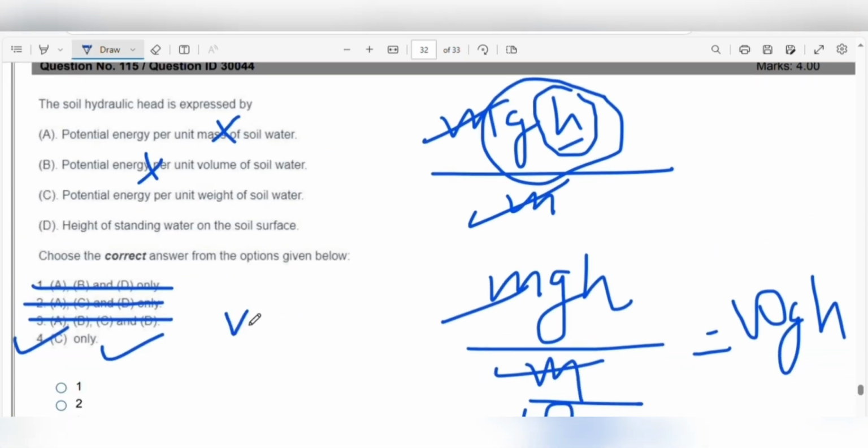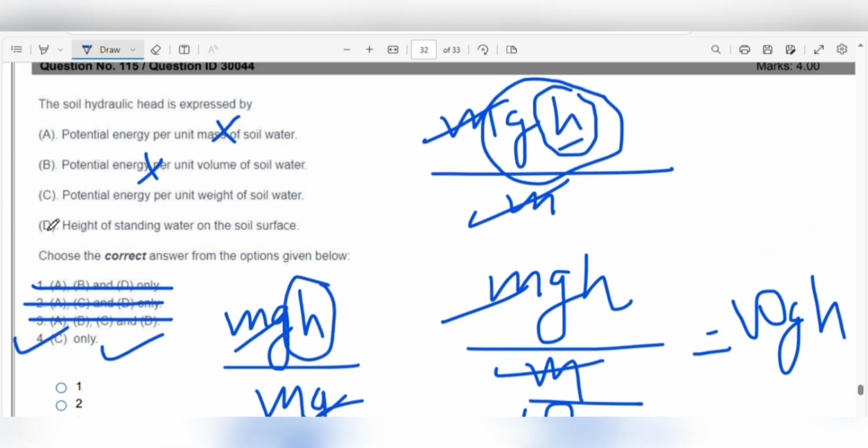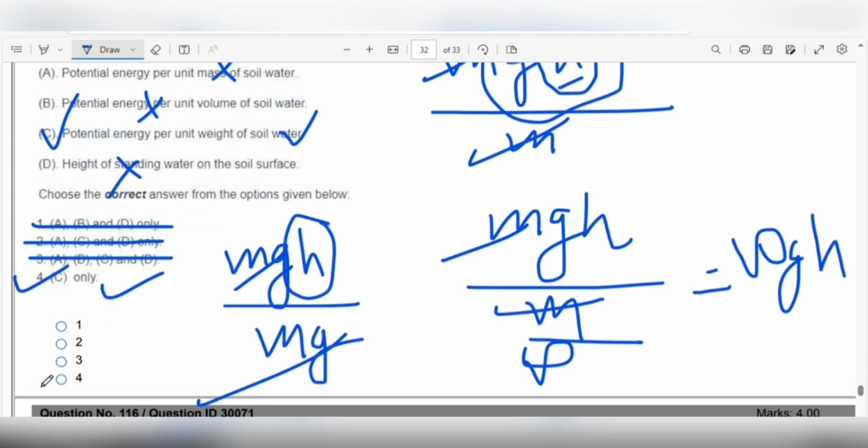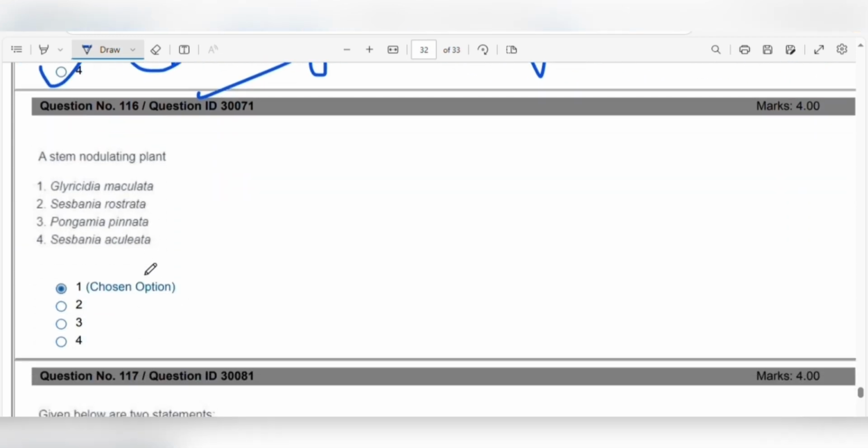C is potential energy per unit weight of soil water. We know the formula of weight is m into g, mass into gravitational acceleration. Mass into acceleration is weight, force. So mg gets cancelled and h is the hydraulic head. So option C is the correct one. And for D, height of standing water on the soil surface, that is not the hydraulic head. So this is also not done. So C only, option 4 will be the correct option for this question. All right, let's move on. A stem nodulating plant. This is a classic question from soil biology.